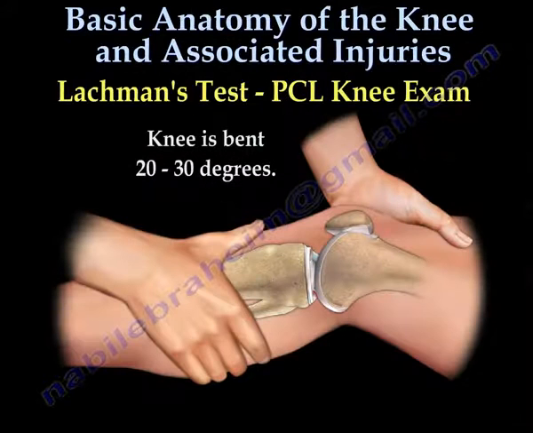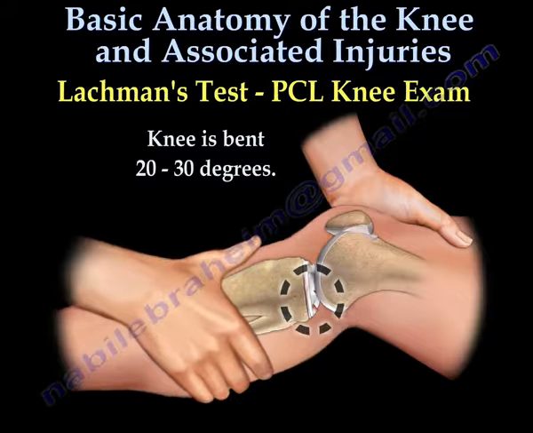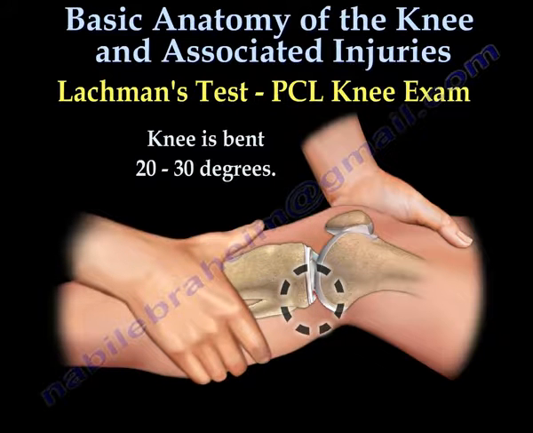The Lachman's test is also used to identify injuries of the posterior cruciate ligament. The examiner will provide posterior force to the tibia while applying anterior pressure to the femur in order to assess the posterior translation of the tibia.